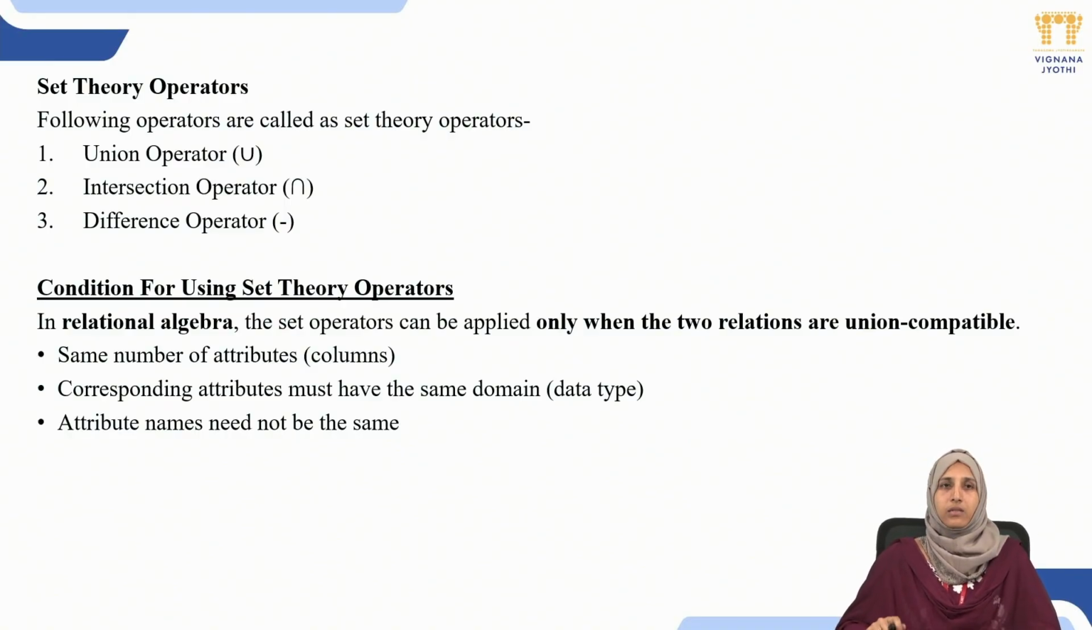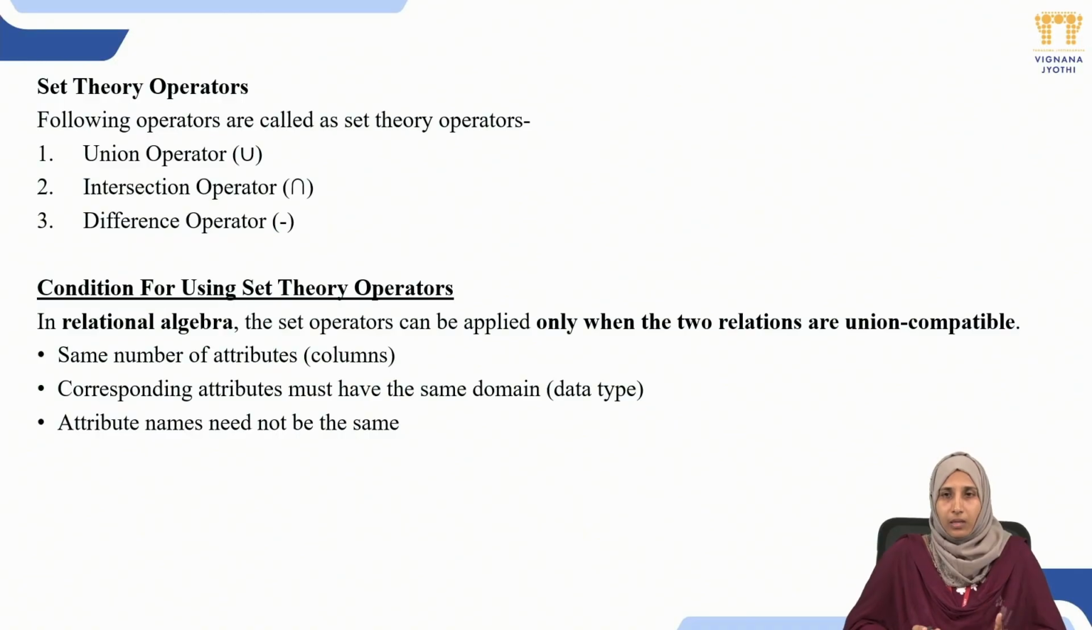Whenever you are applying these set theory operators on given tables, you make sure that those relations or tables are union compatible. What do you mean by union compatible? Union compatible means the same number of attributes or columns must be there in all the tables. If you have 3 columns in your first table T1, then you must have 3 columns in your second table if you want to apply any sort of set operations. Second thing, the corresponding attributes must have the same data type or domain. Third one, attribute names don't matter.